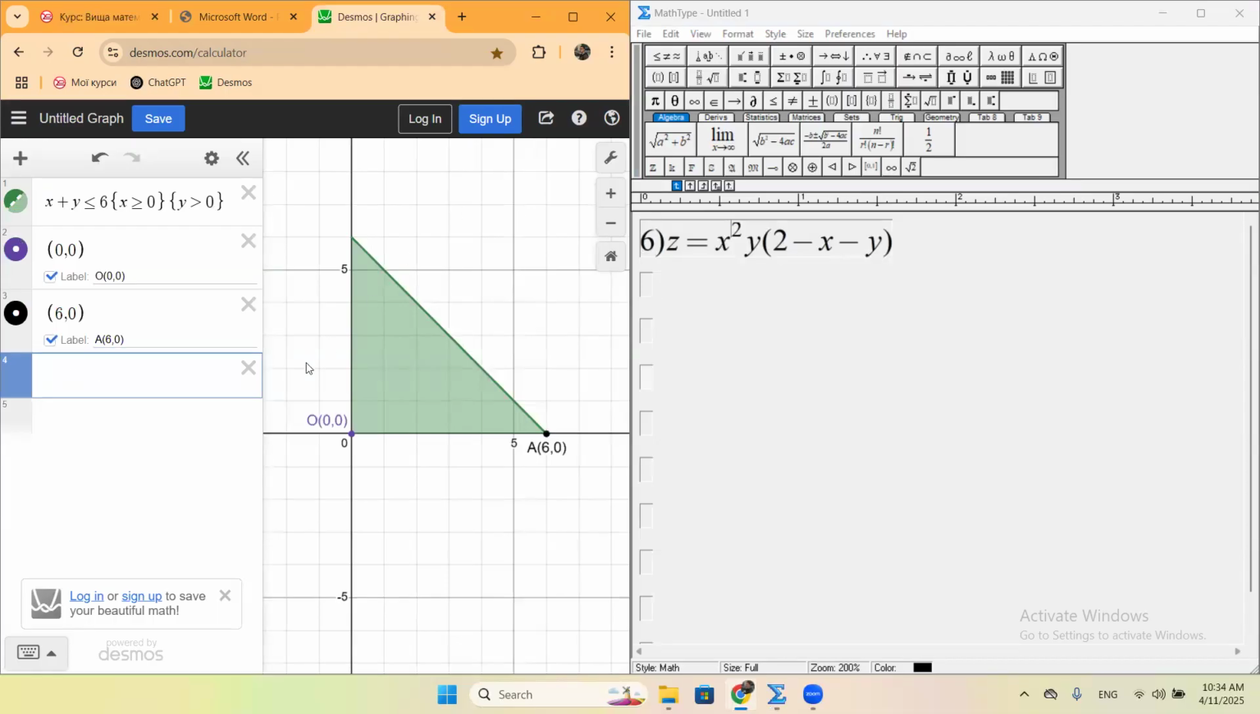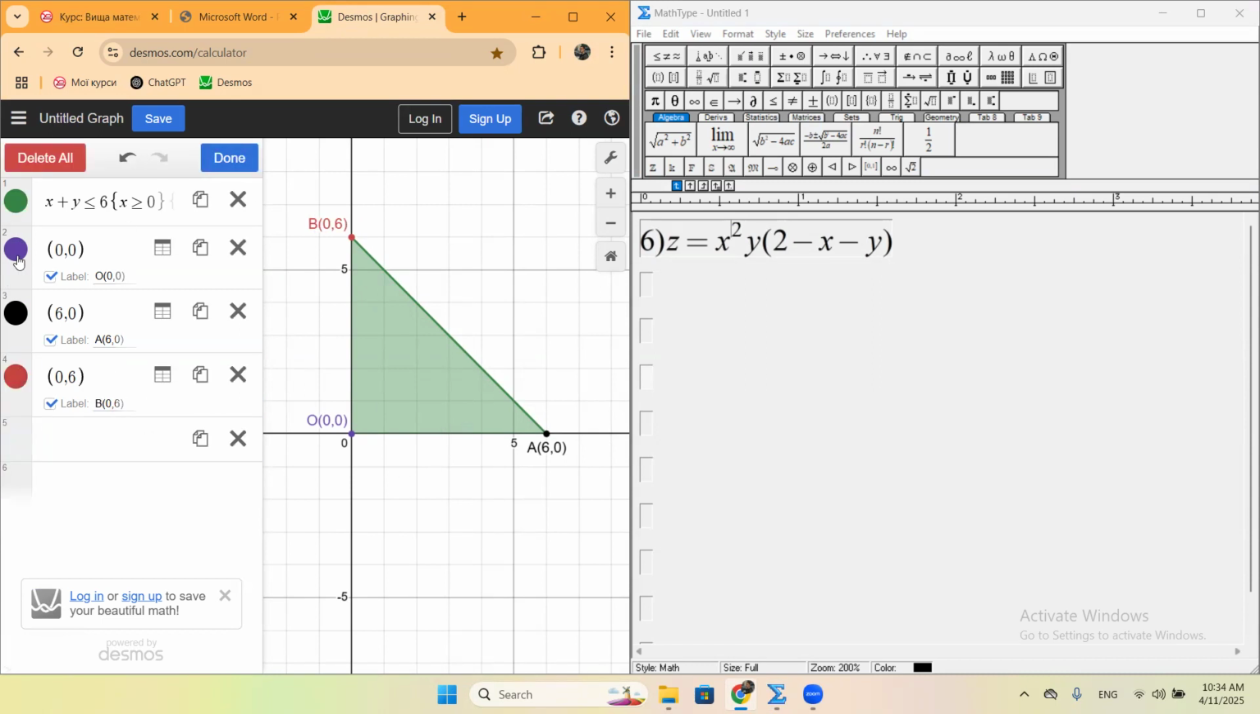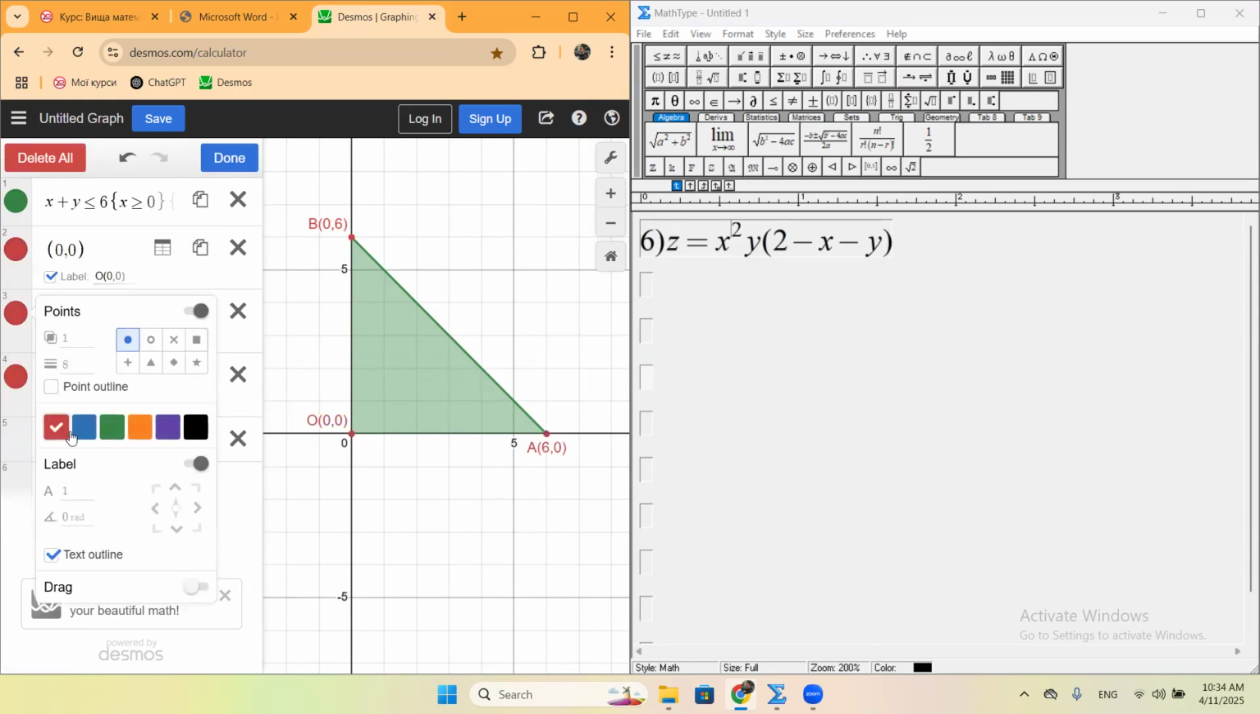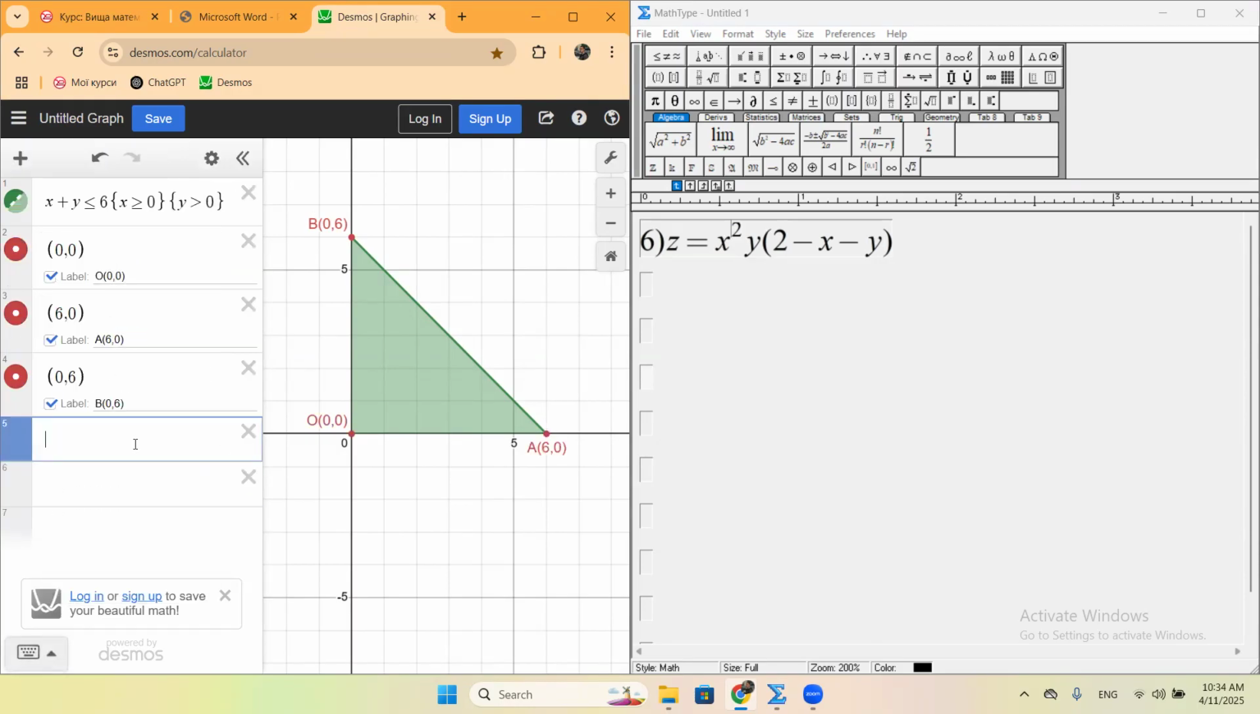And also let's mark point 0, 6 that has coordinates. Okay, and let's name it as B with coordinates 0, 6. So yeah, let's mark them with another color.